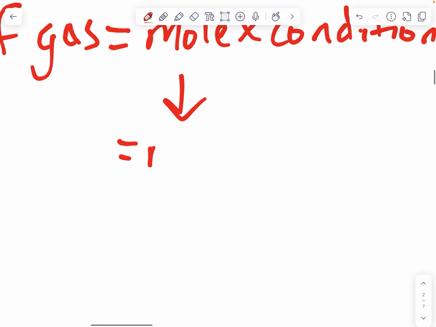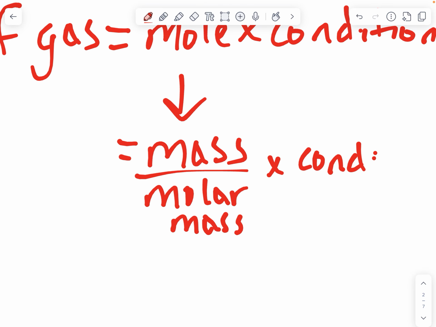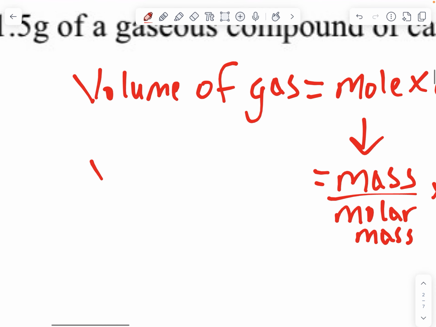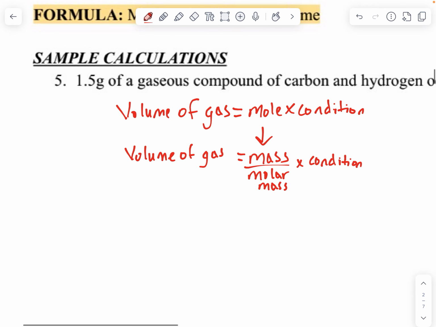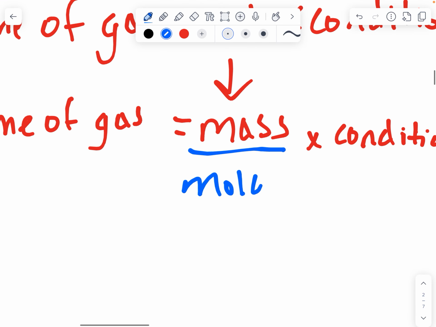So it's going to be equal to mass over molar mass. And we multiply by our condition, and we're going to put back volume of gas here. Amazing. Right, now let us solve. So we're solving for molar mass. I'm going to erase this and use a different color so that we know this is what should be our subject. Molar mass. That's the one we're solving for.